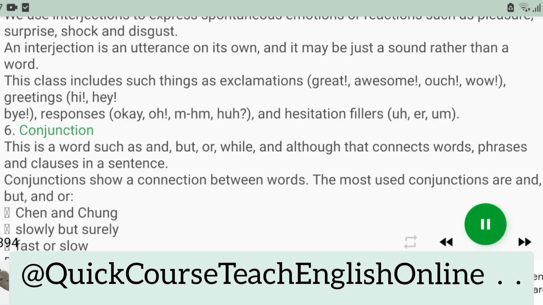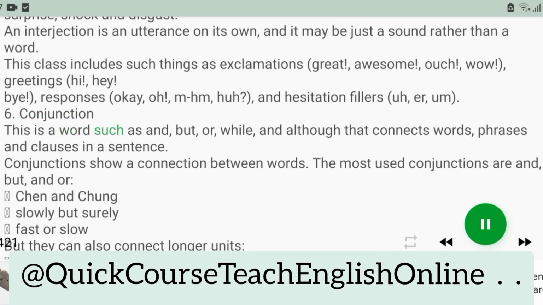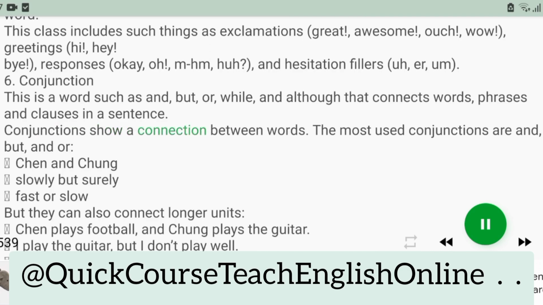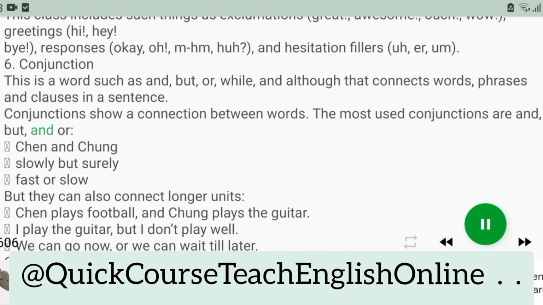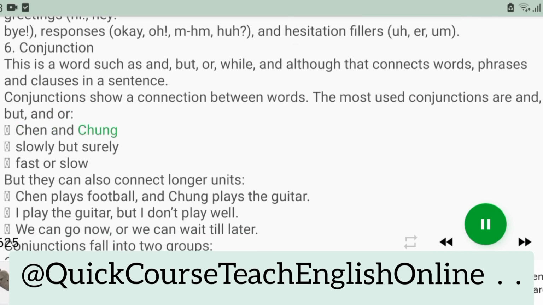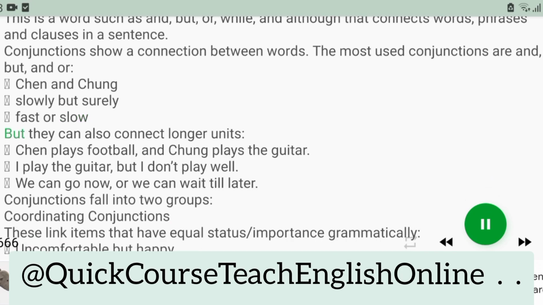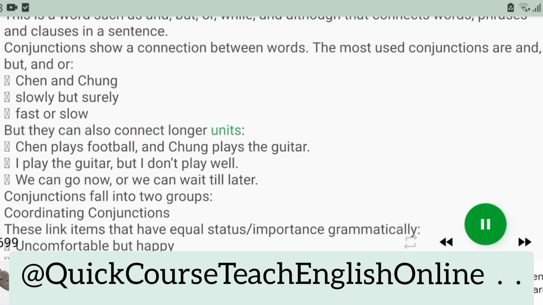6. Conjunction. This is a word such as and, but, or, while, and although that connects words, phrases, and clauses in a sentence. Conjunctions show a connection between words. The most used conjunctions are and, but, and or. Jen and Chung. Slowly but surely. Fast or slow. But they can also connect longer units.